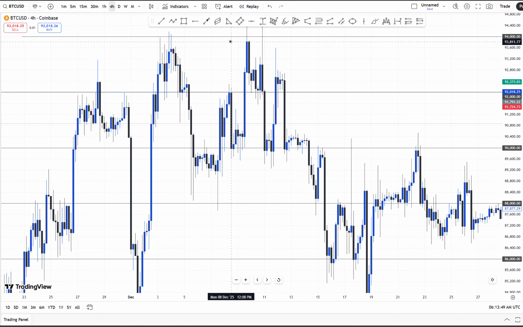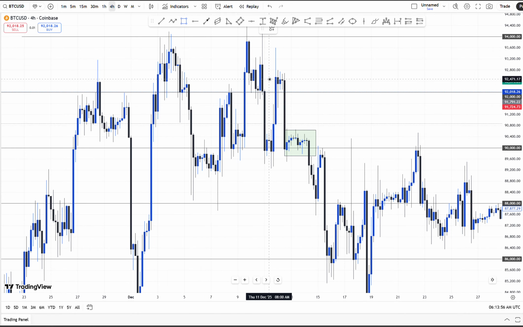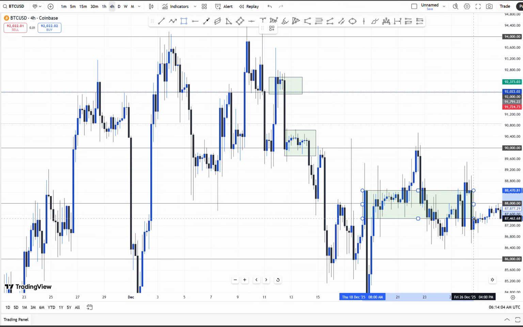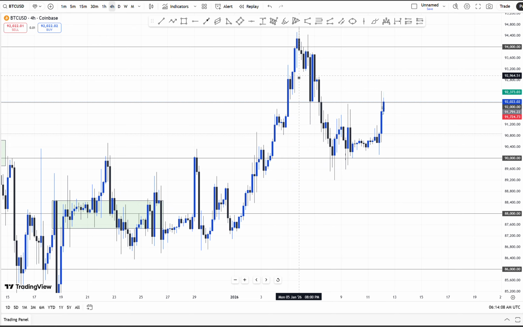And look at this one. You could see at this region there was a ranging market. You could see a ranging market. Okay. So now, what are we seeing?